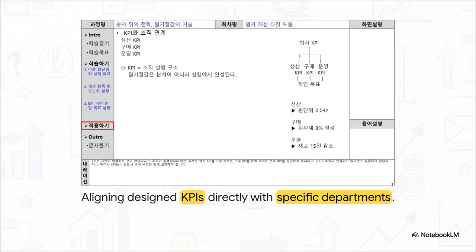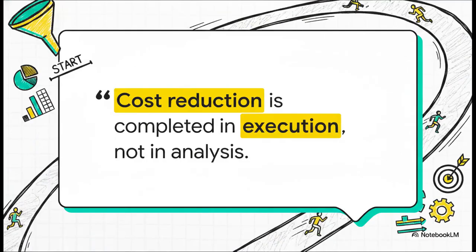And you have to chain these goals directly to specific departments. A massive corporate goal for cost reduction has to be split up. Production gets the yield improvement KPI, purchasing gets raw materials. Because if a KPI is just broadly assigned to everyone, then absolutely nobody is actually taking accountability for it. Because as the source material brilliantly reminds us, cost reduction is completed in execution, not in analysis. All this matrix mapping and data crunching is completely meaningless without boots-on-the-ground execution. The funnel gets you to the starting line, but execution runs the race.